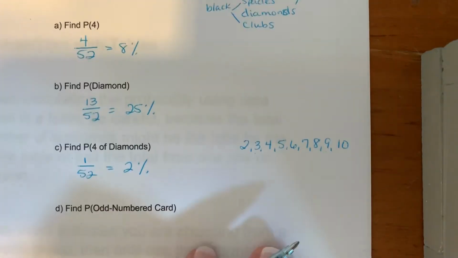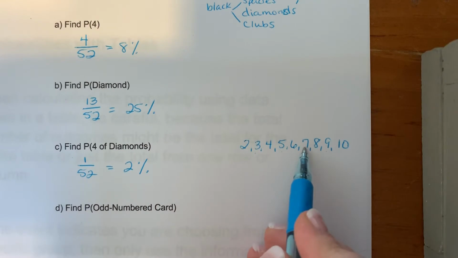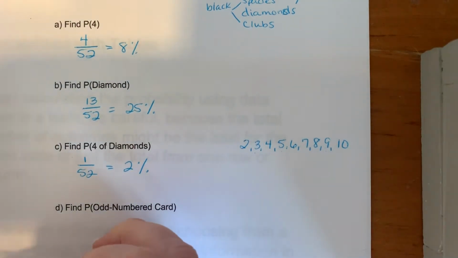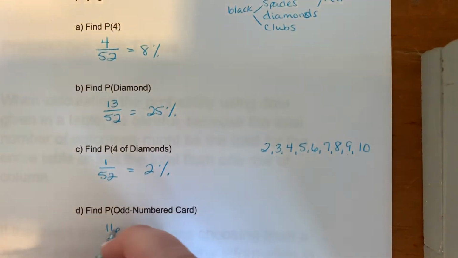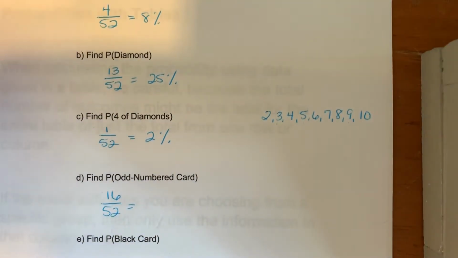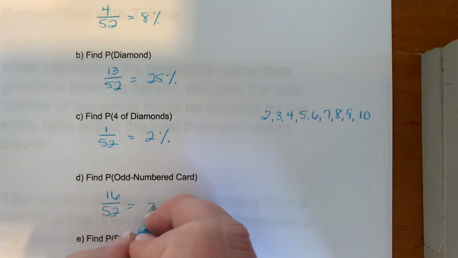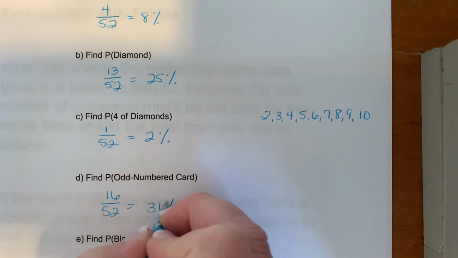So we said how many odd numbers? 1, 2, 3, 4. So 4 times 4, because there's 4 different suits, would be 16 out of 52. So 16 divided by 52 would be a 31% chance.